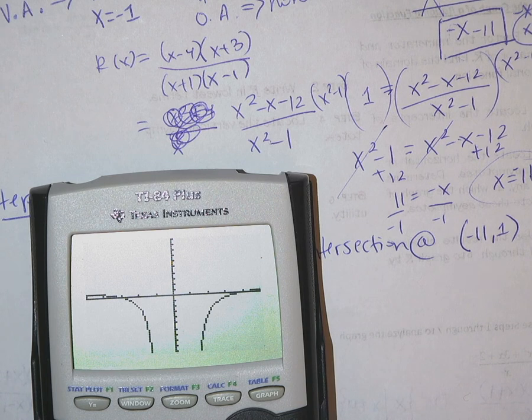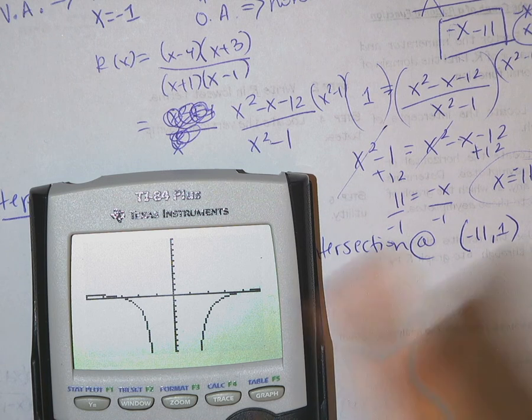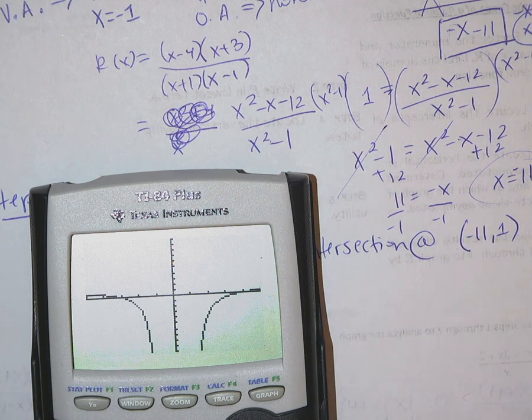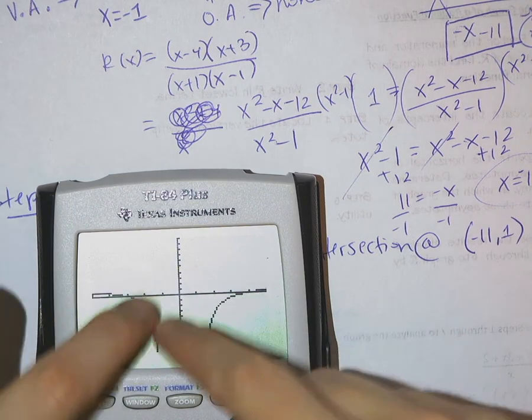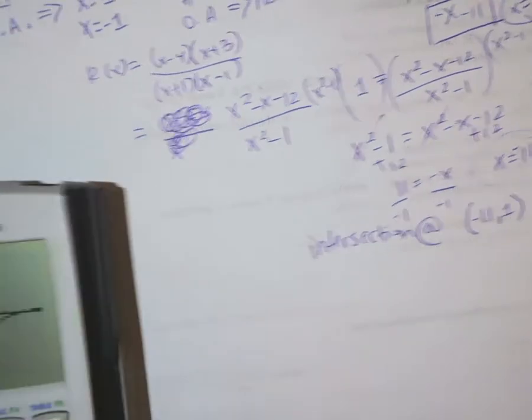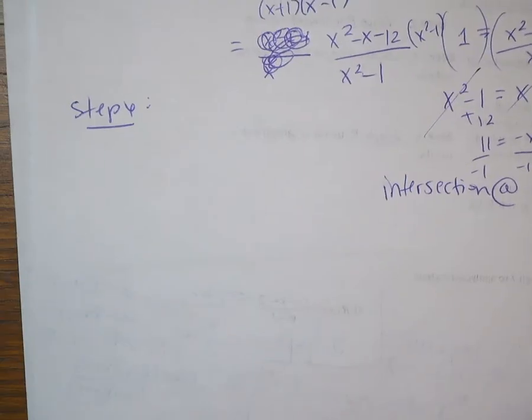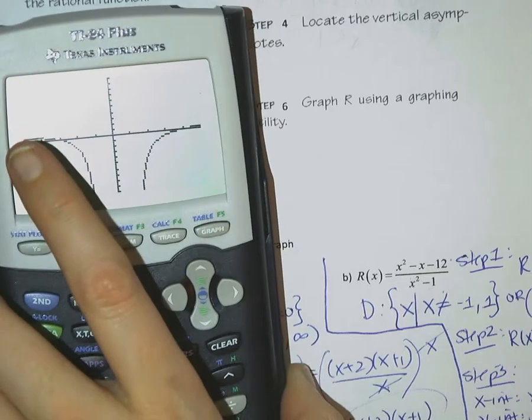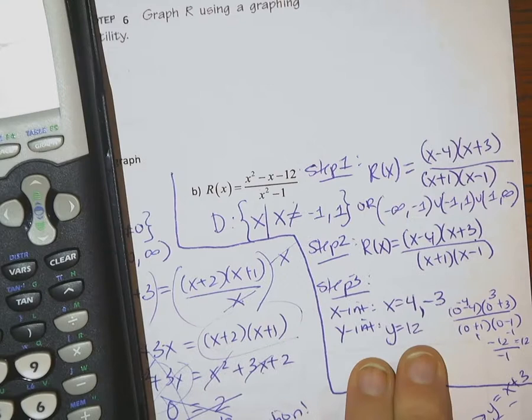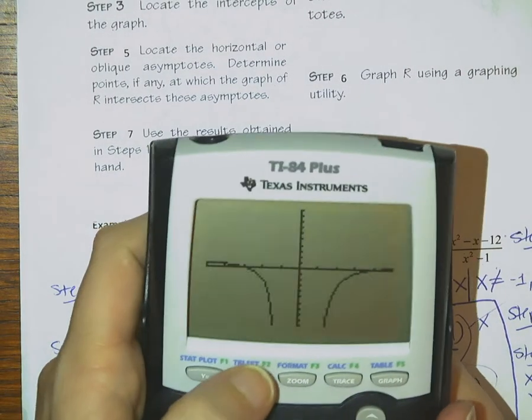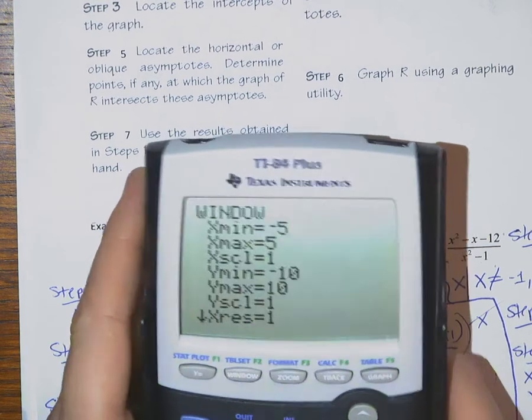So we have two functions here, but it seems like I'm missing something. I know in the middle here somewhere, I should have something being graphed, right? If we remember, we did have a y-intercept at y equals 12. So I need to fix my window here so that I can see that y-intercept.